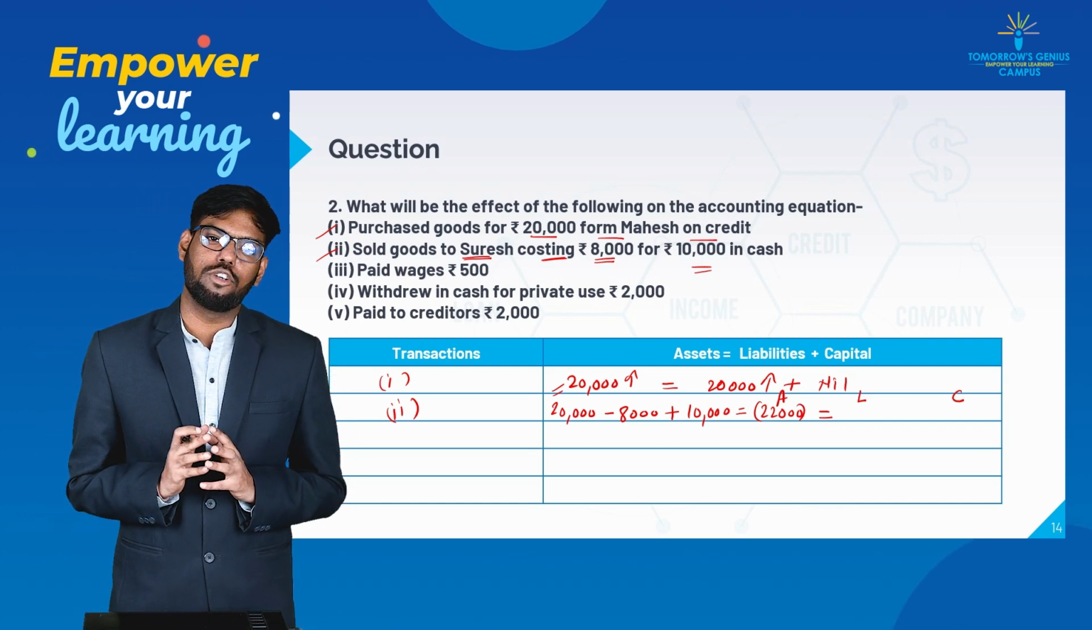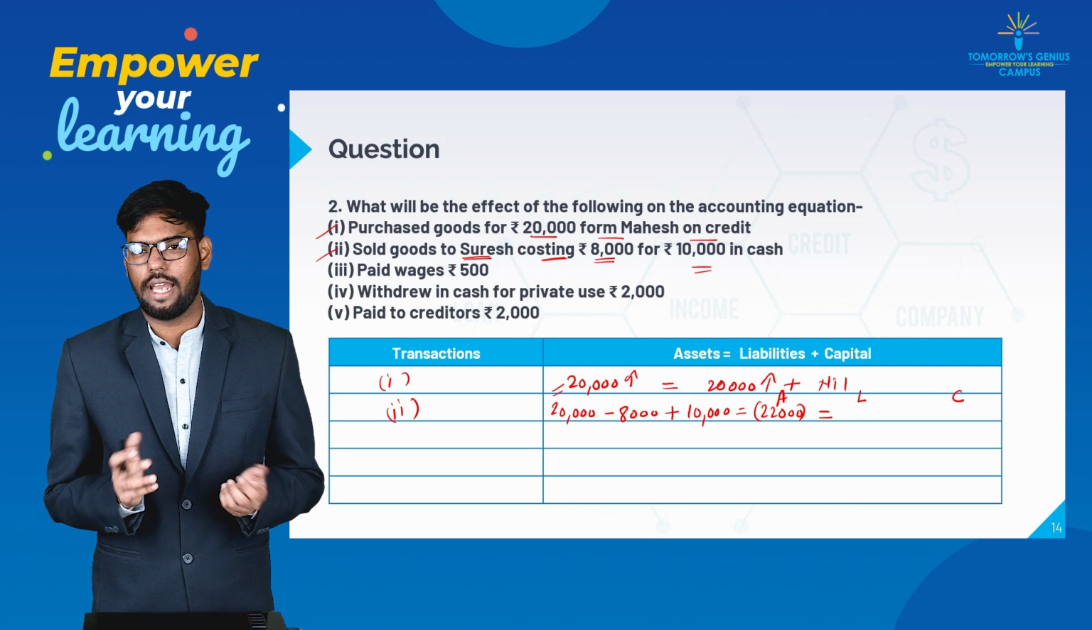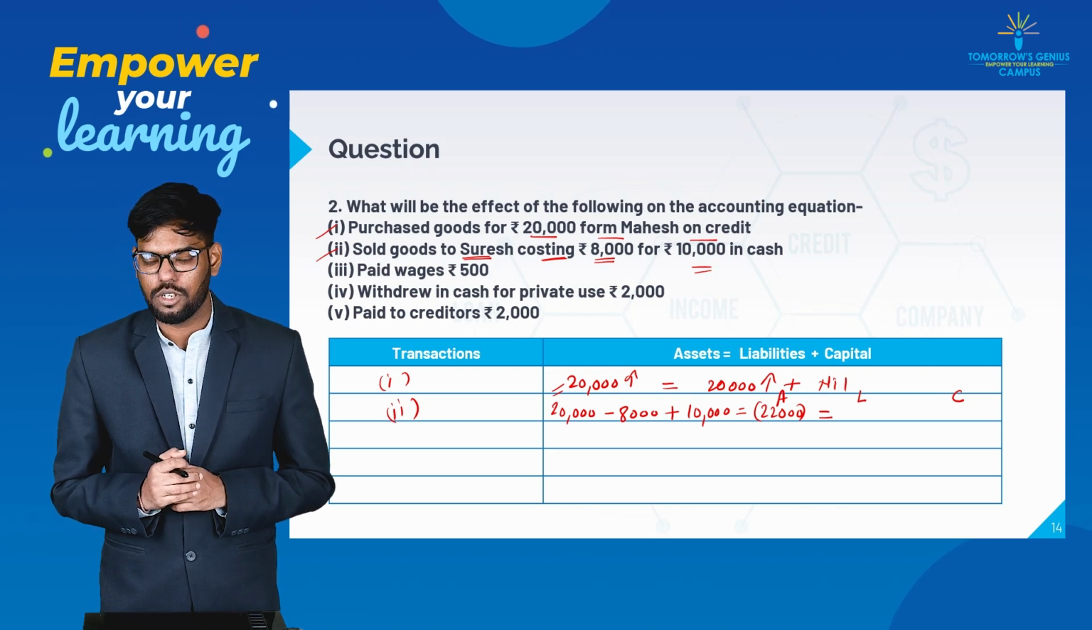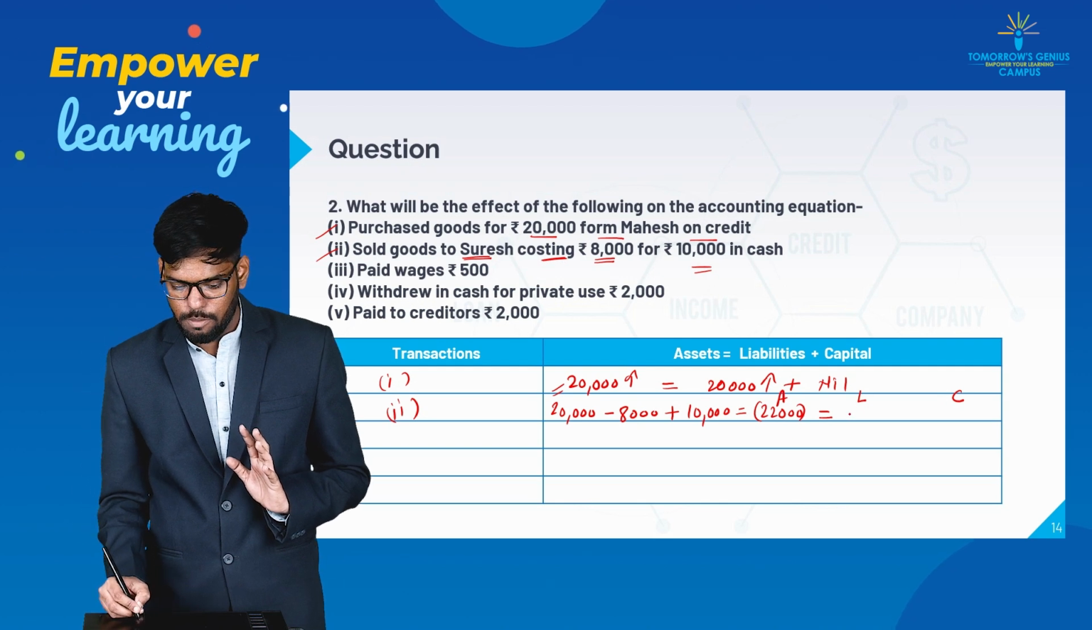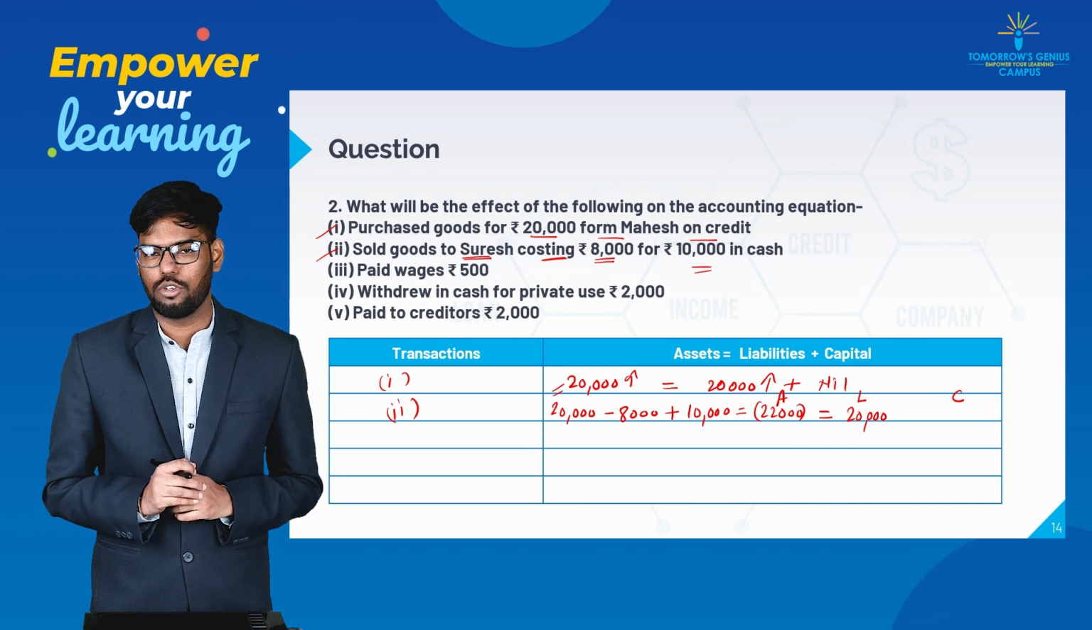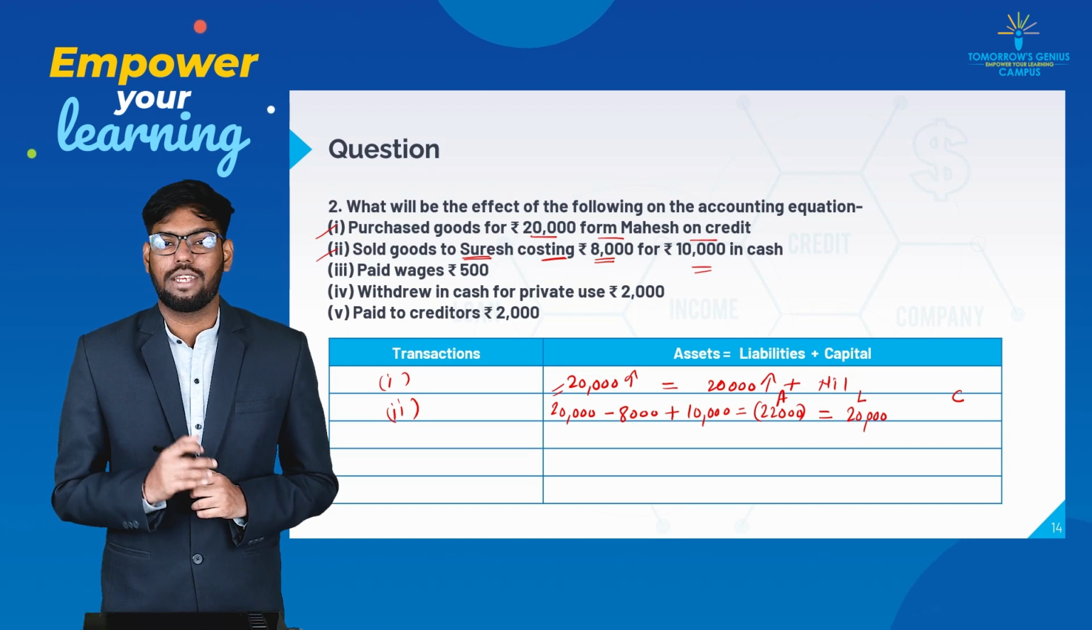So we sold these goods on a credit basis or cash basis? On a cash basis, we managed to get 10,000 rupees. So there is no increase or decrease regarding my liability. My liability will be 20,000 only, right? So what about my capital?